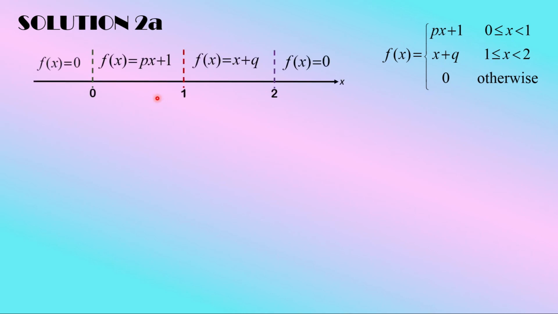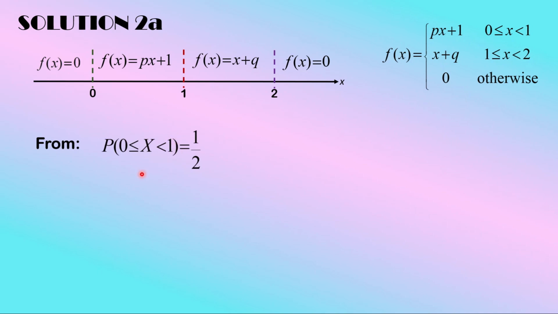This is the probability density function. We can graph it on a real number line which has 4 intervals. The first interval is x less than or equal to 0, where f(x) equals 0, and interval 0 to 1 for the function px plus 1, then interval 1 to 2 for the function x plus q, and the last interval is x greater than or equal to 2, where f(x) equals 0. How to find constants p and q? We can see that p and q are the constants of the function f(x).